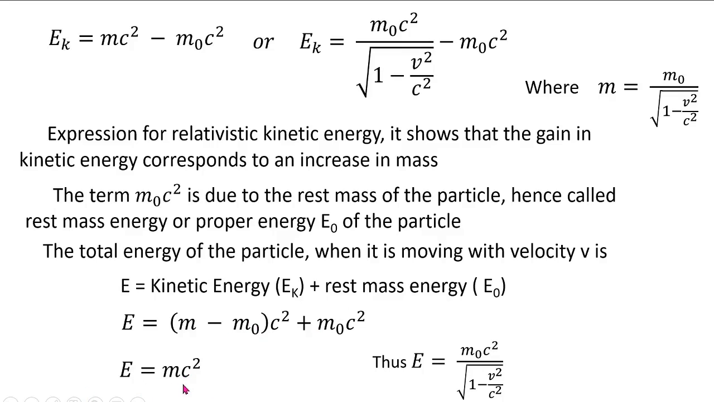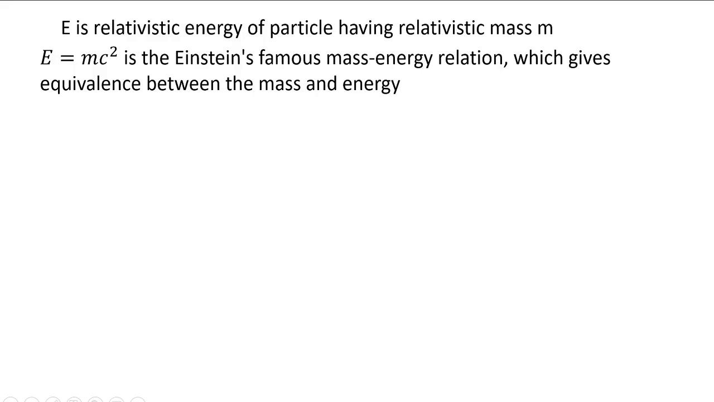E is equal to mc square, where this m is the relativistic mass, or thus E is equal to m0 c square upon square root of 1 minus v square upon c square. E is the relativistic energy of the particle having relativistic mass m. E is equal to mc square is Einstein's famous mass-energy relation, which gives the equivalence between mass and energy.